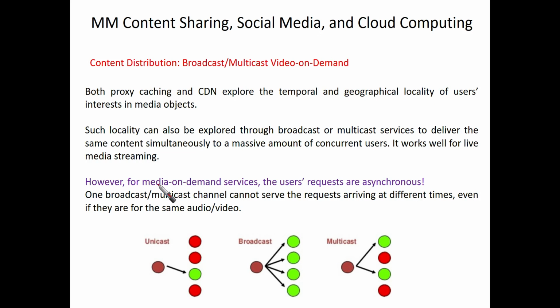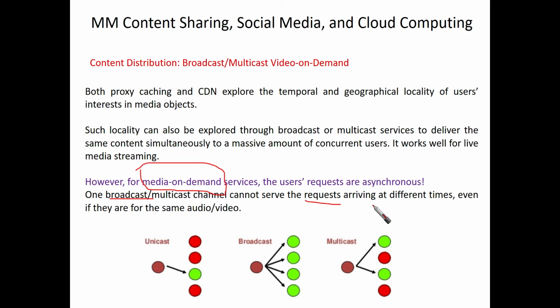If we think about something called media on demand, what does media on demand mean? I like to watch some specific video at some particular time, or maybe other users want to watch the same video at another time. So this is asynchronous. That means they are not synchronous; the demand is not coming at the same time. So then broadcasting and multicasting can't serve the requests in that case, right?